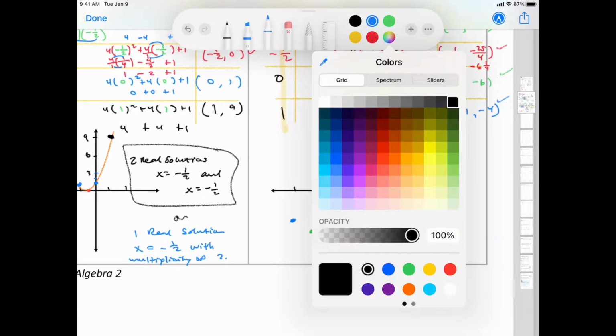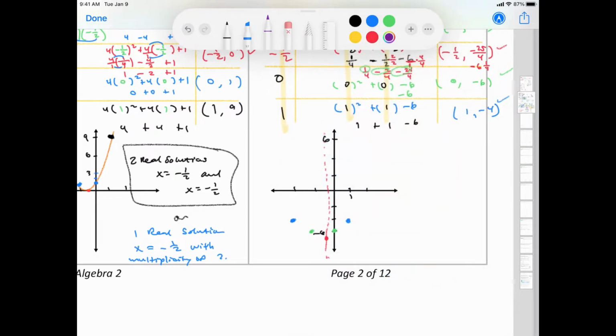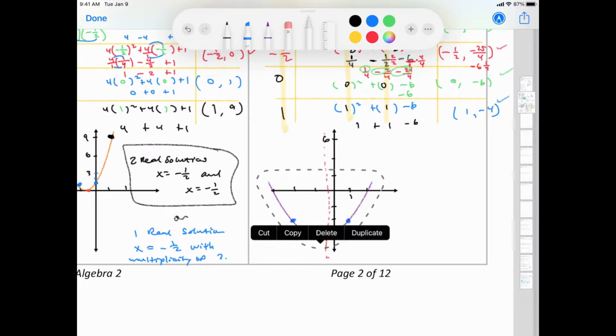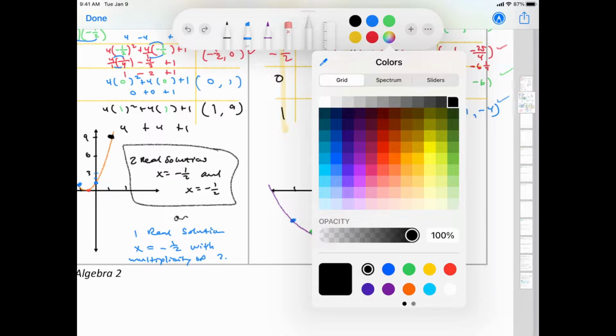And let's get a color you might like. Let's see how I do on my graph. Pretty good, pretty good. I liked it when it was hand drawn, because you can just connect the dots, essentially.